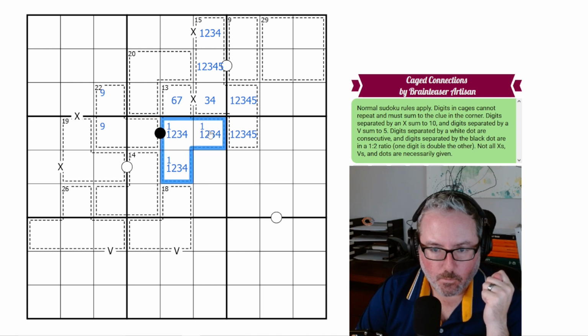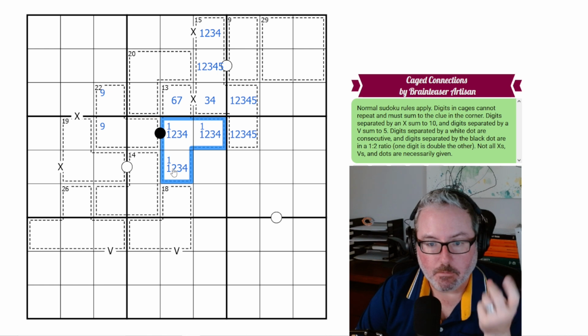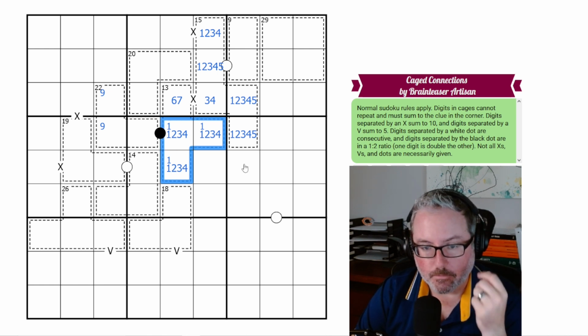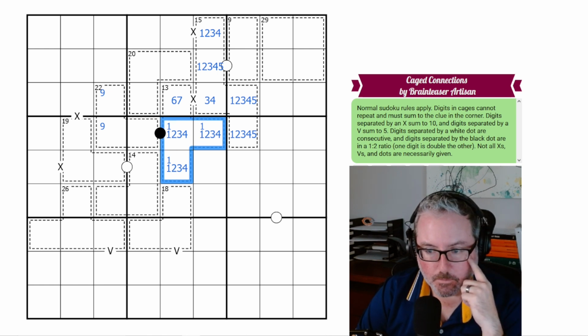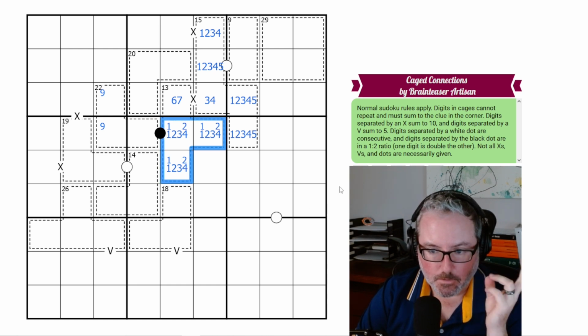Now we don't know which one is which yet, so if we have a 3 cell 6, it has to be 1, 2, 3. It's the only way we can make a 6. If we have a 3 cell 7, the only way we can make it is 1, 2, 4. So we know there is a 1 and a 2 in these, full stop.